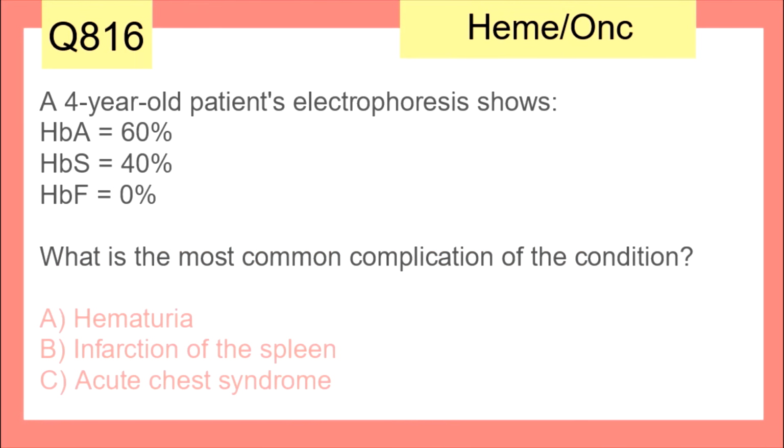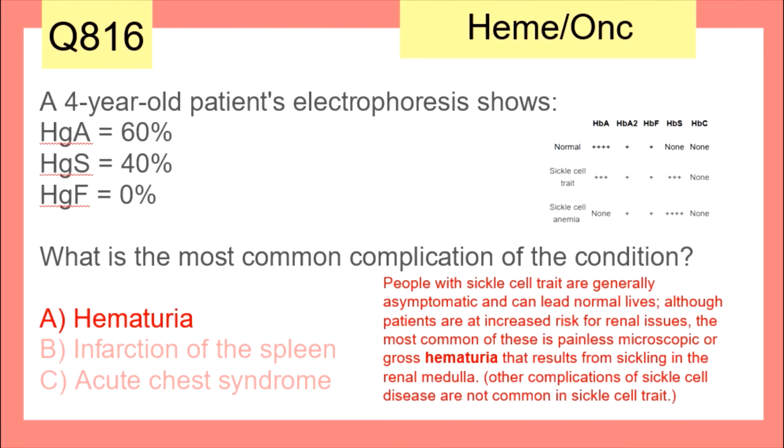816, a 4-year-old patient's electrophoresis shows hemoglobin A 60%, S 40%, and no hemoglobin F. What's the most common complication of this condition? Hematuria. This is sickle cell trait. They develop hematuria, and there's no treatment for this condition because they are asymptomatic. You can take a look at this chart over here where I compare sickle cell trait and sickle cell anemia.